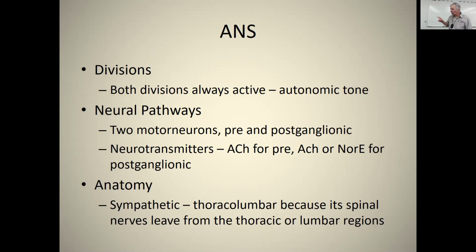So remember, neural pathways have two motor neurons, pre and post ganglionic. There's a difference in the length of these pre and post ganglionic neurons, which we're going to get to. Neurotransmitters, there's a difference there too. In the parasympathetic nervous system, it's all acetylcholine. That's it for pre and post. For sympathetic, it's acetylcholine released by the preganglionic axon terminals, but it's usually norepinephrine for the postganglionic axon terminals. Although there is some acetylcholine in post, but only a few. Mostly it's norepinephrine.